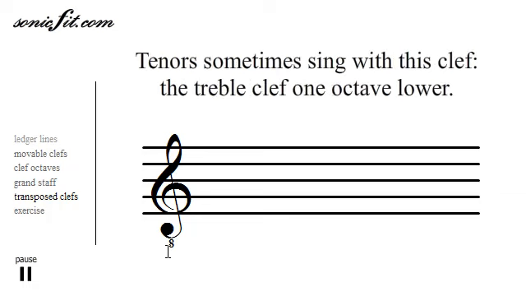Tenors often sing using this clef, the treble clef, 1 octave lower. So they read it just like the ladies read it, but since they're guys, their notes are an octave lower than the ladies. For the video on the exercise, we will wait.